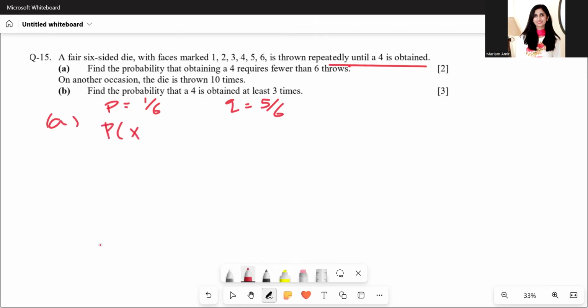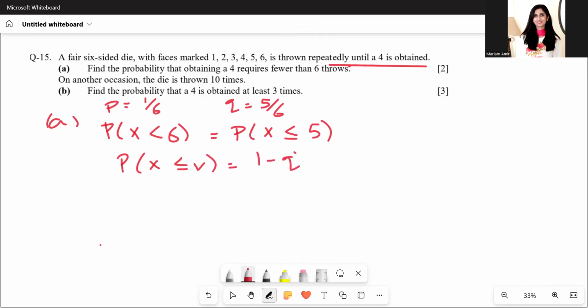So probability x is less than 6, which has to be changed into probability x is less than or equal to 5, because the formula that we have is for x less than or equal to r, which equals 1 minus q to the r. So this will be 1 minus q power 5, which gives 0.598.